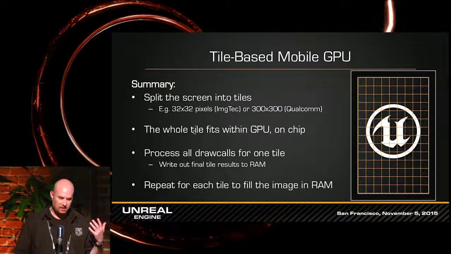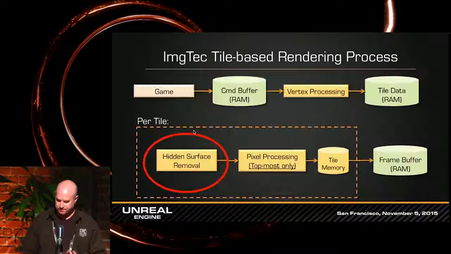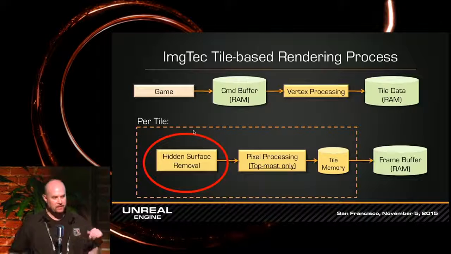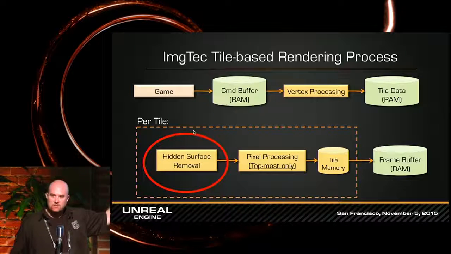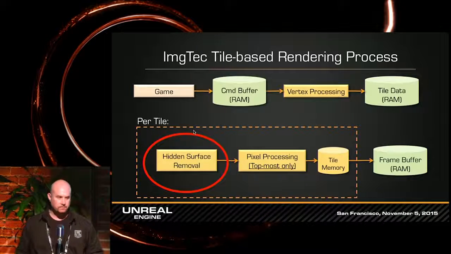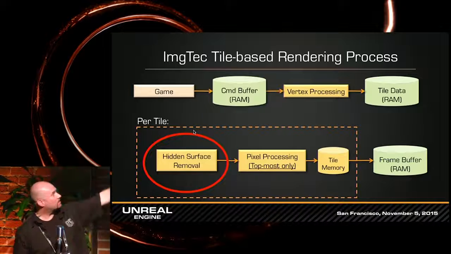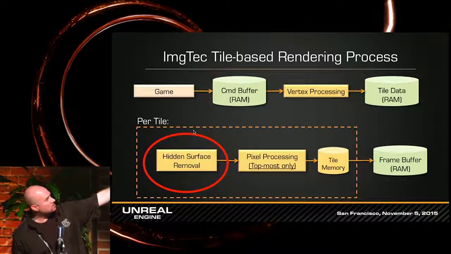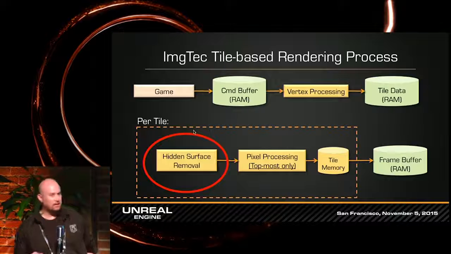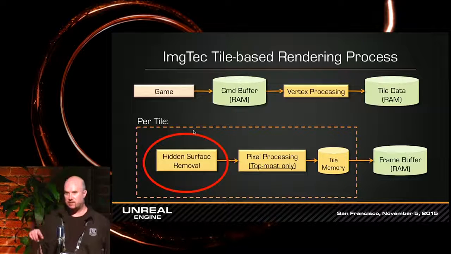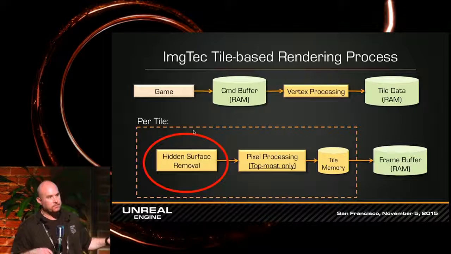So that might feel like, why does it do all the work over and over again? Well, it doesn't actually do everything over again. The vertex processing is only done once. So the transformed triangles and the vertices are saved to RAM. The green little cylinder there on the top right. And then what's repeated for each tile is just the pixel processing.